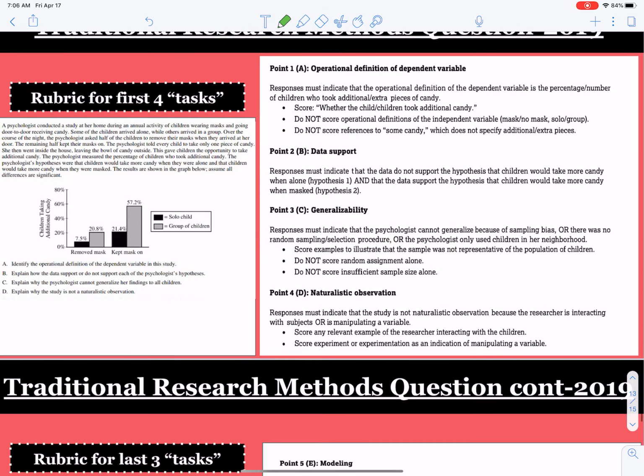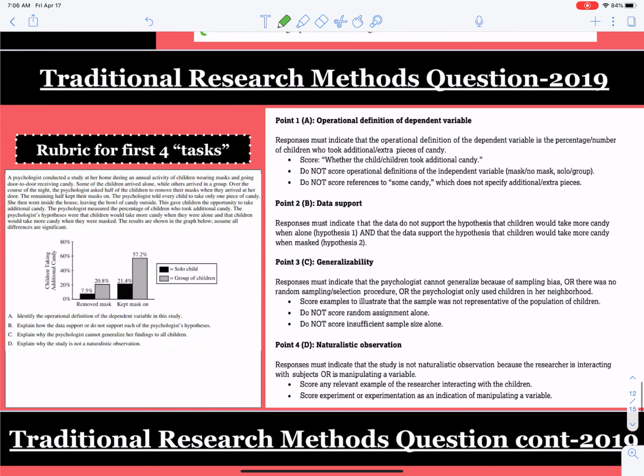So what I'm going to do for you guys as we practice these FRQs, and what College Board has done on the AP Classroom page, is they've given you model FRQs and they have provided you with a rubric to see how you would have done on it. So it will look like this. Point 1, operational definition of a dependent variable.